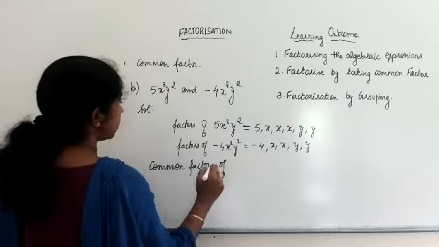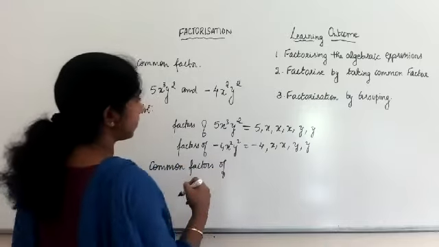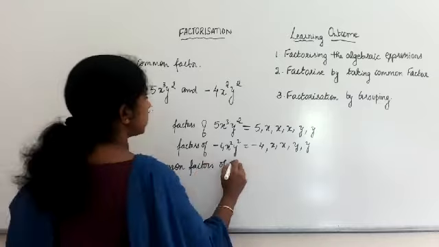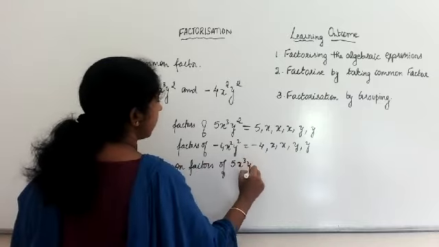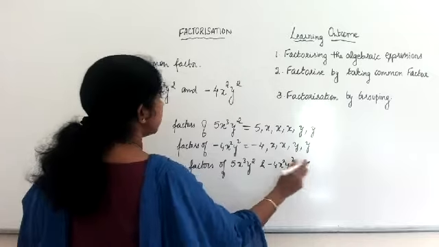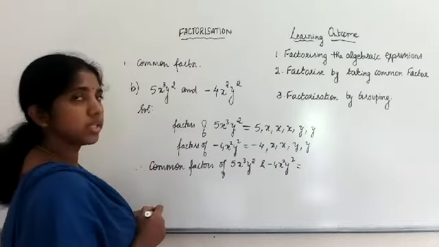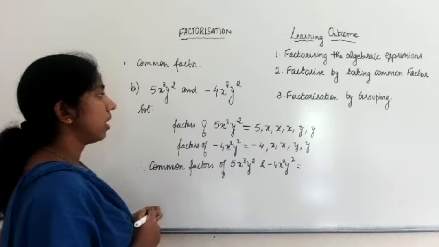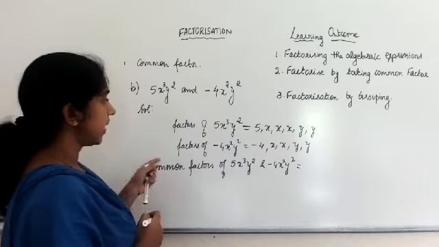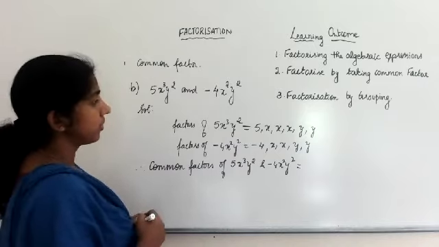Common factors of, so the factors of 5x cube. So common factors of 5x cube y square and minus 4x square y square. So we are finding the common factor. Previously, what we have found is the factors of 5x cube y square and factors of minus 4x square y square. So what do we have to do here?